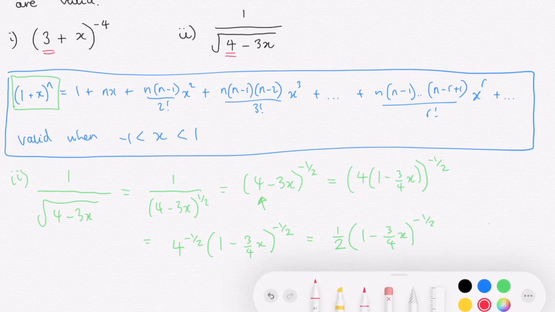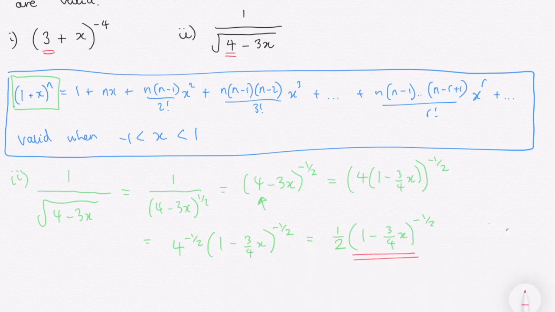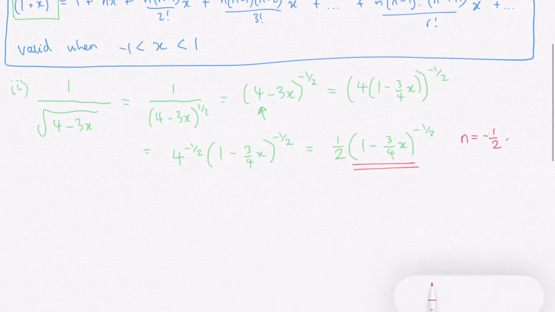And now this is something we can use the binomial theorem on, because it's in the form 1 plus something. But what do we have? We have n is equal to negative a half. And we have, instead of x, we're using minus 3/4 of x. So what is this equal to?